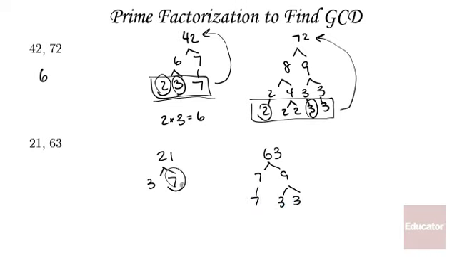So they both share a 7, and they both share a 3. So let's take one set. 3 times 7 is 21. So the GCD of 21 and 63 is 21.